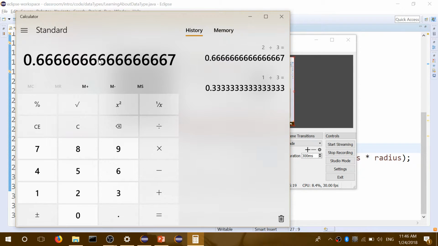And also, it just doesn't display like 2 over 3. It's just not the way we've programmed our calculators to work.